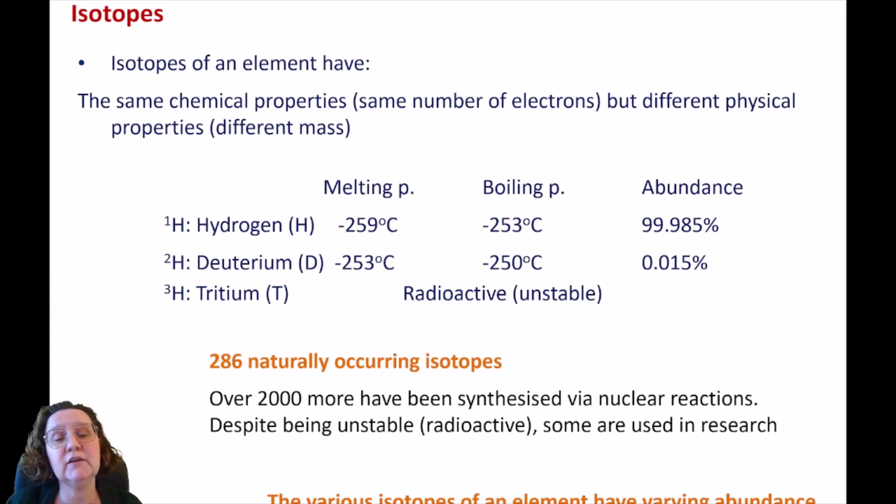There are 286 naturally occurring isotopes, and there are thousands of isotopes that have been synthesized via nuclear reactions. Despite the fact that they are unstable, they are radioactive, so they decay, they slowly lose their presence. They are used in research and they're extremely useful.